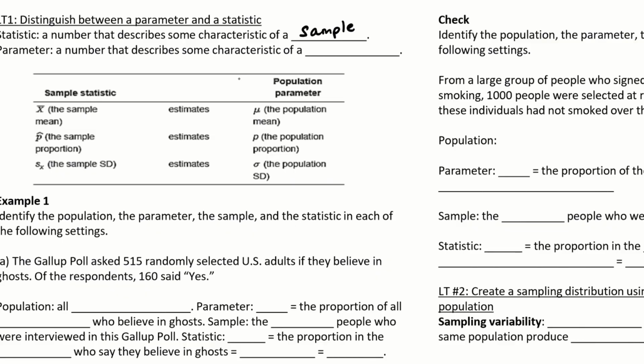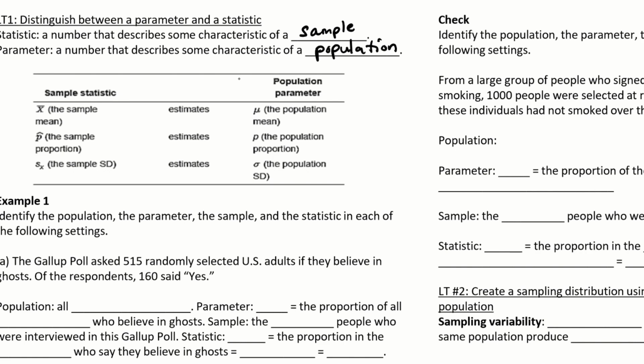It's a number. The parameter is a number that describes some characteristic of a population. Ideally, the purpose is we want to estimate the parameter using the statistic, and in order to do that, we have to understand a little bit about sampling distributions and how they work.